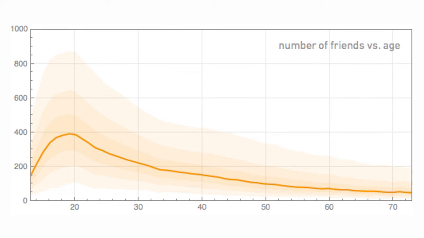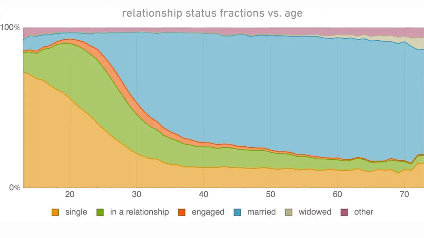And on average, a person has 350 friends on Facebook. In 2013, a study was carried out which analyzed the data of all users of this social network in the world. And graphs like this were made, in which you can see the number of friends based on age. Or this other one that shows the marital status of users based on age as well, where a considerable decrease in the number of single people stands out as the years go by.